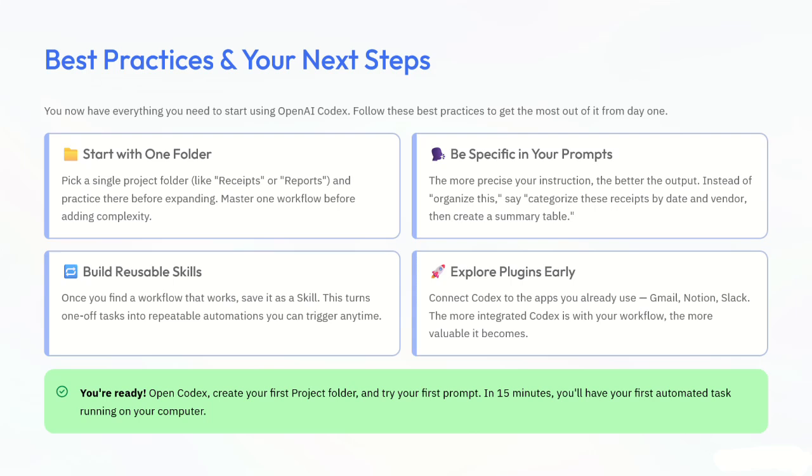Then second, always write clear prompts, because the more specific instruction you give, the better Codex performs. So instead of saying organize these files, say categorize these receipts by date and vendor, and it will easily generate an Excel summary for you. The third one is, whenever you discover a workflow that works well, save it as a reusable skill. Okay, this prevents you from repeating the same instruction again and again. Okay, finally explore plugins early, because integrating Codex with applications like Gmail, Slack, or Notion unlocks much more automation.